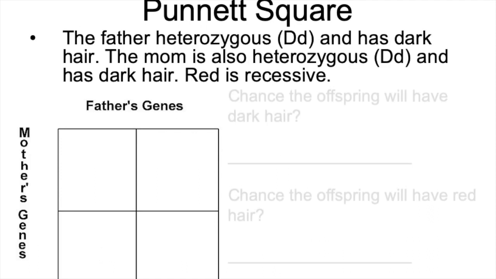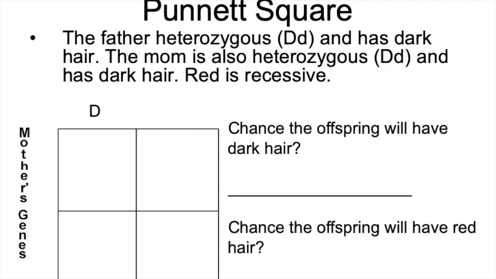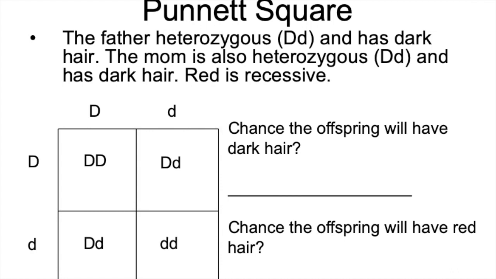Let's try another example. This time the father's heterozygous and the mom is also heterozygous. So we put dad's alleles on top, mom's alleles on the side. We drop dad's alleles down and mom's alleles across, and the combinations that we get include 1 homozygous dominant, 2 heterozygous, and 1 homozygous recessive, which gives us a 75% chance of the offspring having dark hair, because the homozygous dominant gives you dark hair, and the two heterozygous also give you dark hair, because the dark hair is dominant. That's 75%. And then 25% chance of having red hair, because only one of those squares ended up being homozygous recessive.